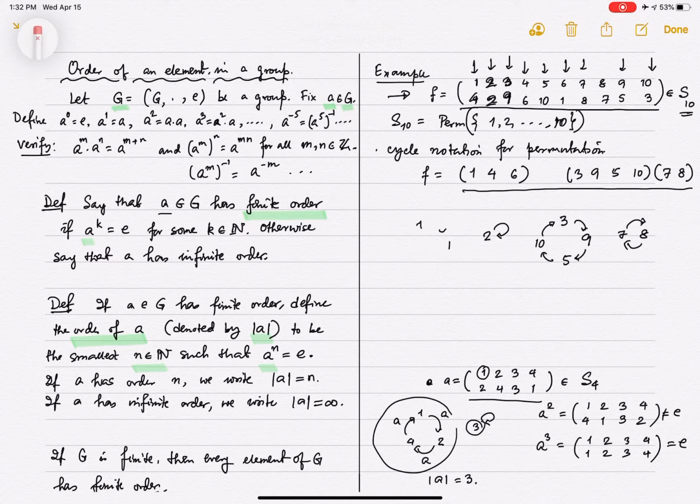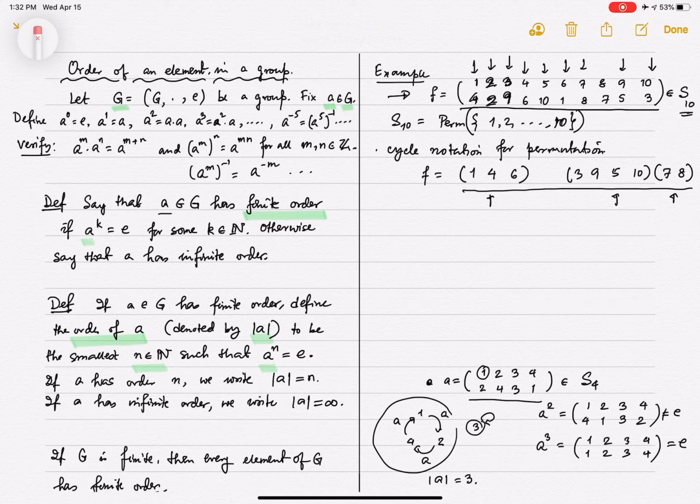A permutation that looks like this. So 3, 9, 5, 10. That is called a 4 cycle, because it just moves 4 things in a cycle. This is a 3 cycle. This is a 4 cycle. This is a 2 cycle. And F, you realize, is actually a product of these cycles in the permutation group.